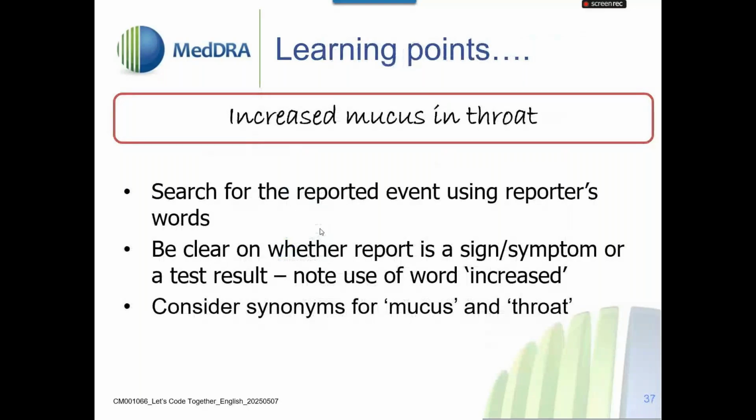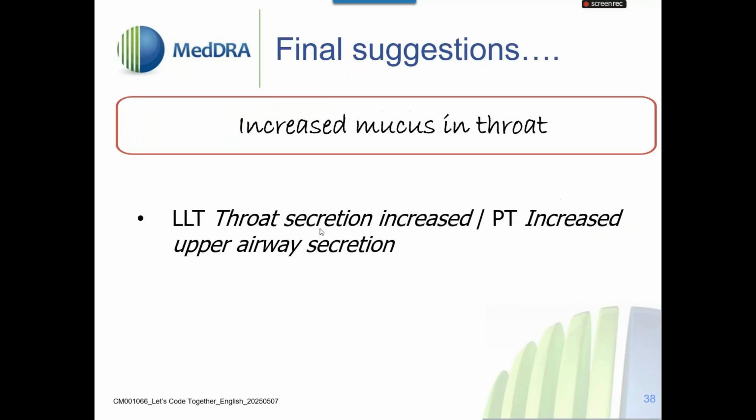So I would search for the event used in MedDRA using the reporter's words. Be clear if it is a symptom or a test result and consider synonyms. Throat secretion increased with a PT of increased upper airway secretion. Three quite straightforward terms, I think. I got off quite well today with my selection there.